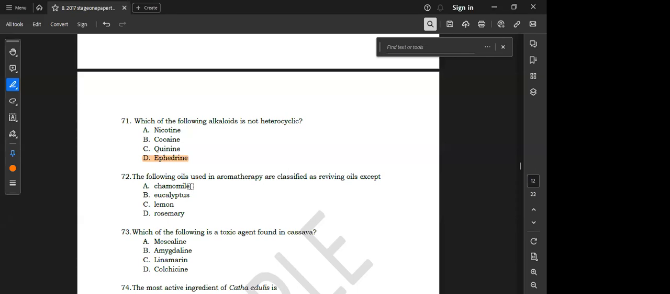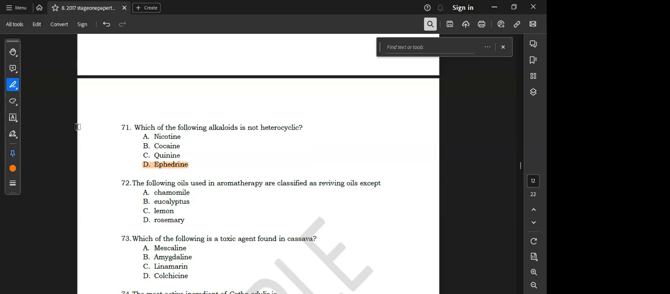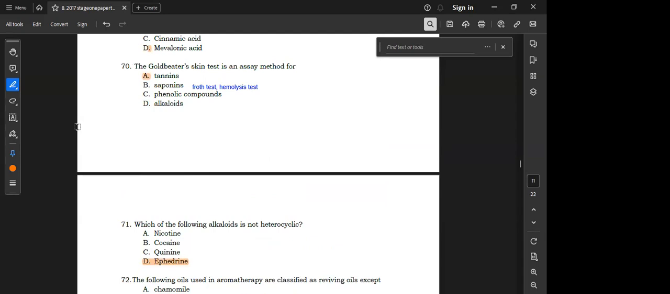Perhaps we can remind ourselves of the classification of the alkaloids. Also on the previous question, we said that the gold beater's test is for the tannins, but we can revise the other tests for the alkaloids, the Hager's, Wagner's. Especially, I know alkaloids is a very testable topic.